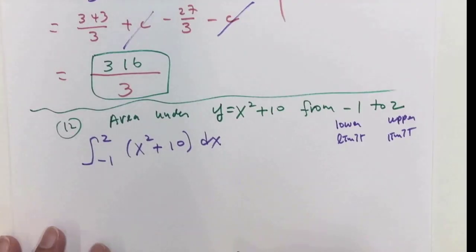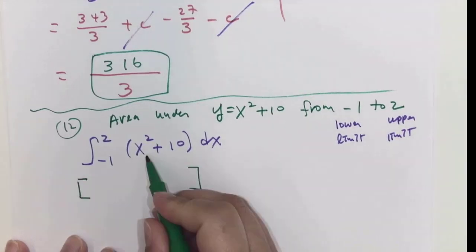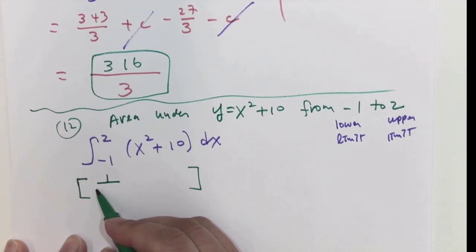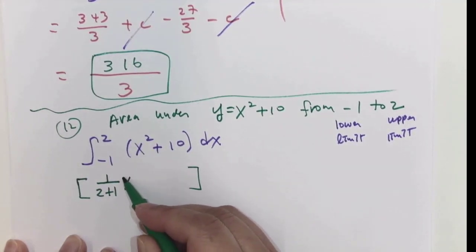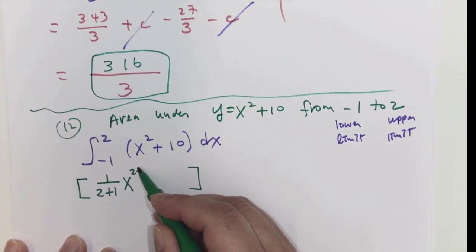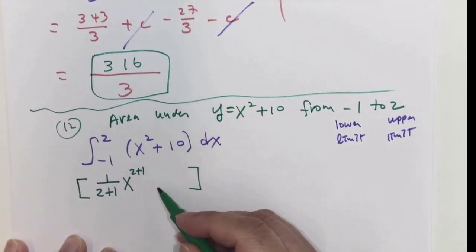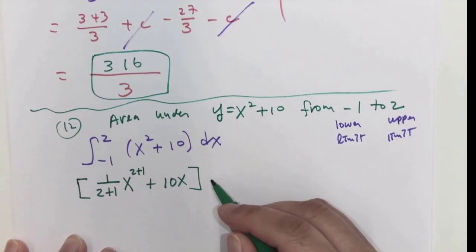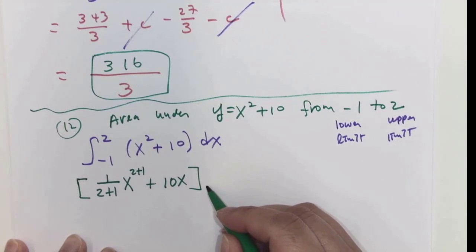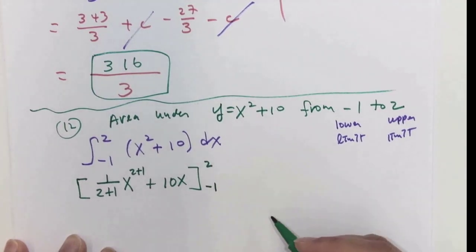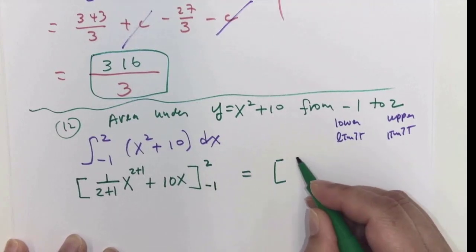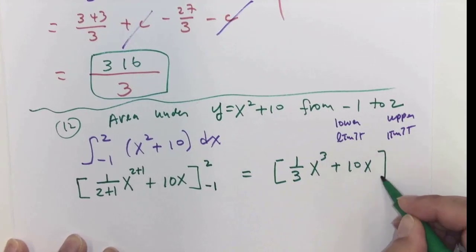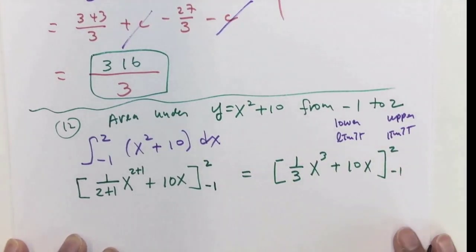Take this integral. The first term is going to be what? x squared will become 1 over 2 plus 1, which is 3, and then x raised to 2 plus 1, which is 3. And then the 10 will become 10x. And this time we don't need a new limit, right? Because we didn't do any substitution. So -1 is the lower limit, upper limit is 2, right? So this will turn into basically 1/3 x cubed plus 10x, right? And then I can plug in the upper limit, subtracting the lower limit part.